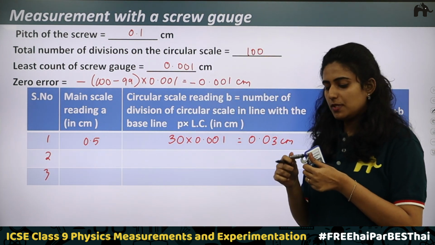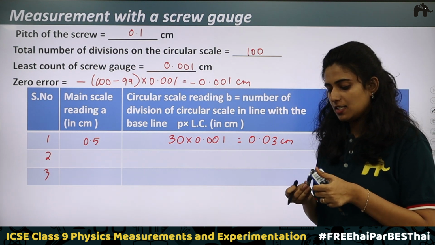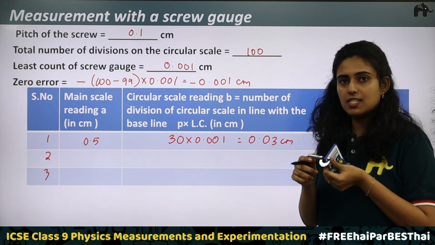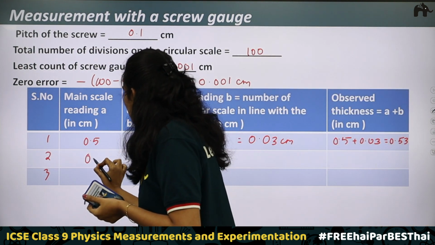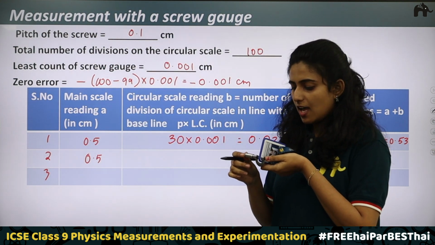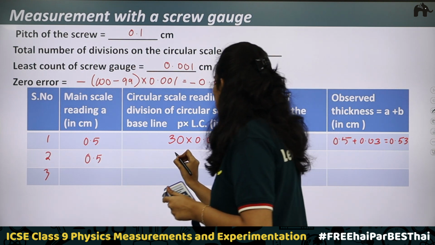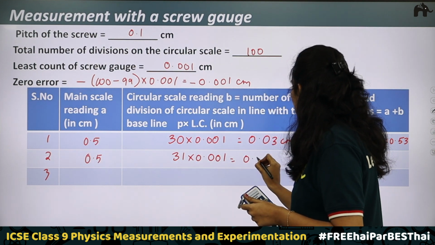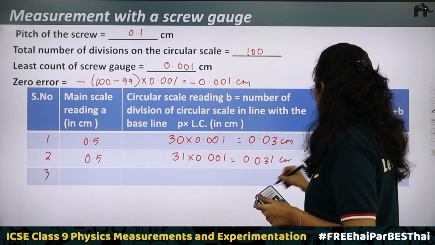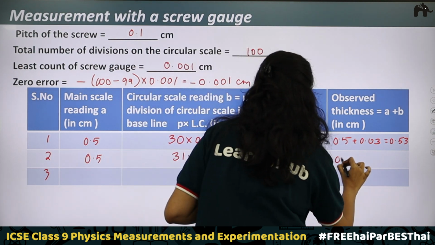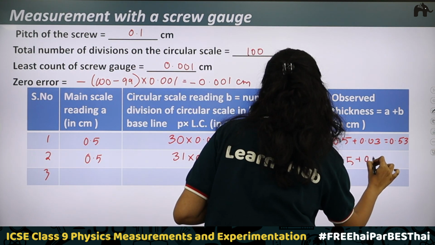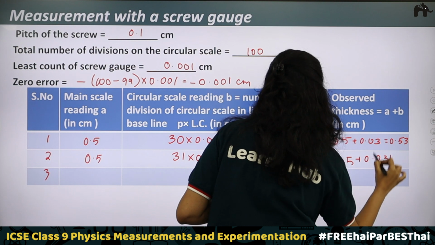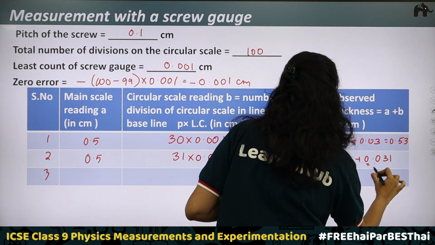Now again I am repeating it, loosening the screw, placing the card here, and tightening. Once I hear the thud sound, I'll be stopping. Again, I'm getting the main scale 0.5, and now the circular scale is 31. 31 into 0.001 is equal to 0.031 centimeters. On adding, 0.5 plus 0.031 is equal to 0.531.